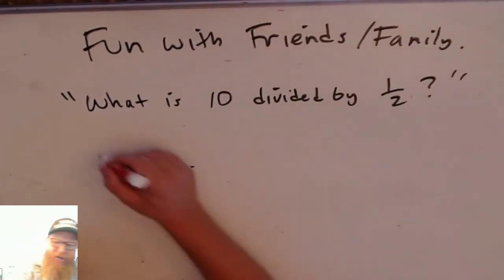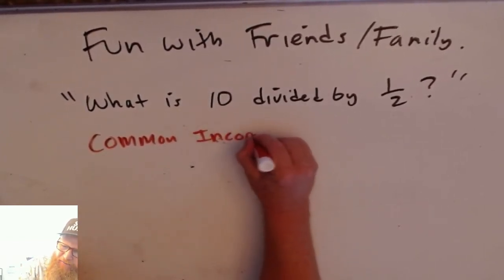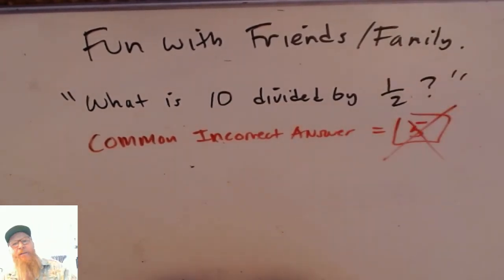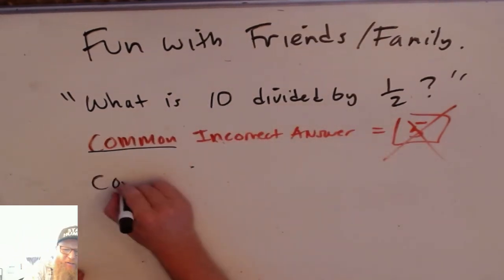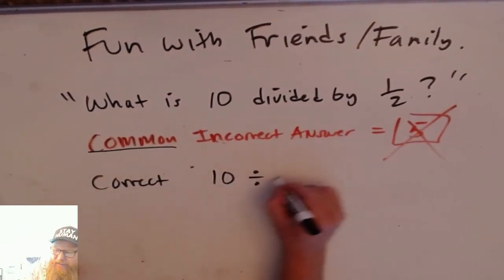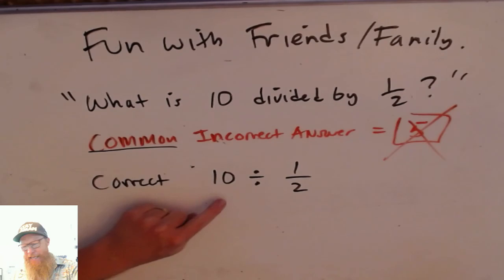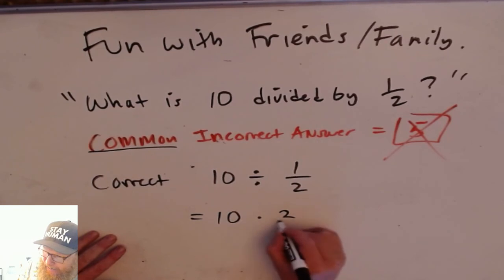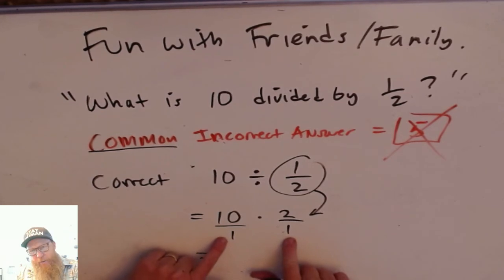A common incorrect answer is 5. And that's not right. But it's so common. I'd say about 80 to 90% of all human beings will say 10 divided by a half is 5. The correct answer is to use what I've been teaching this entire second half of the lecture. 10 divided by a half is equal to 10 times the reciprocal of a half. There's an invisible 1 in the bottom.